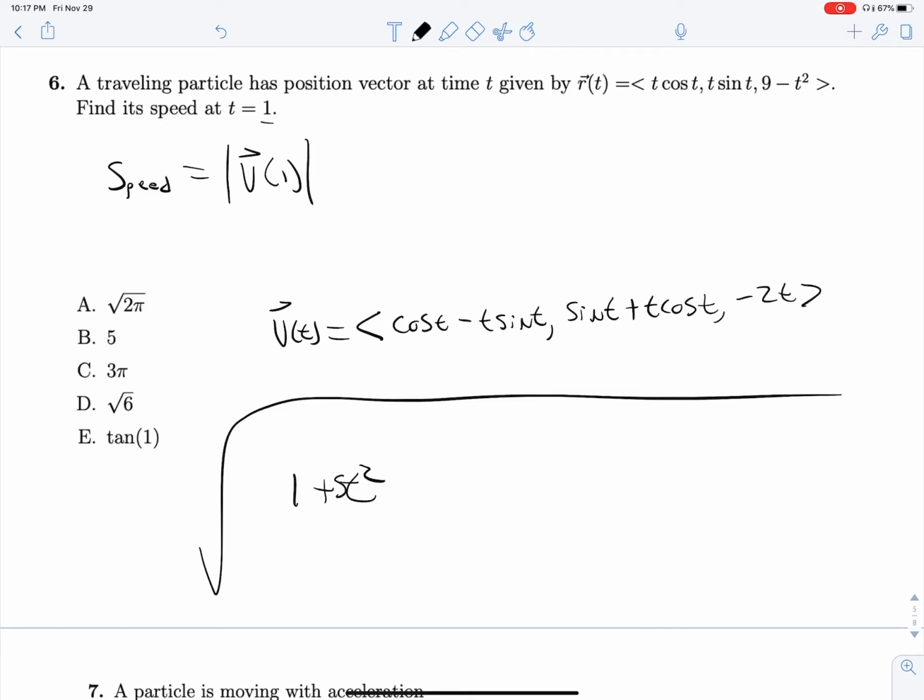Okay, and we are finding our speed at t equals 1, and so that is just going to be one enormous square root with a very, very small 6 in the middle.